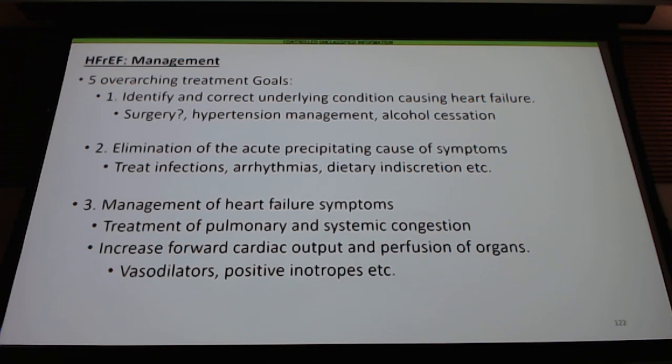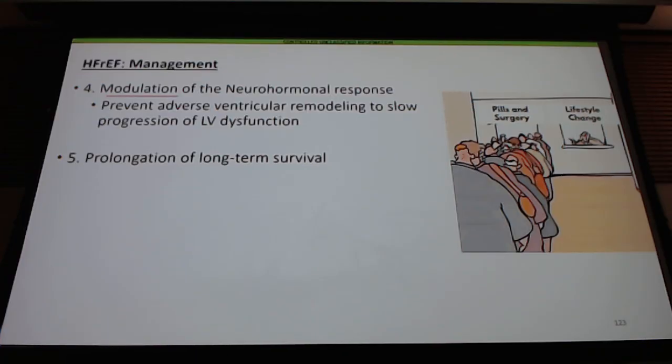And when we go to do treatment, what we're trying to do is first identify the cause and correct that. Let's eliminate the acute precipitating cause of the symptoms. So do they have an arrhythmia that needs to get addressed? Do they have an infection that needs to get addressed? Let's manage the symptoms of that heart failure, so that would be like the volume overload. Let's treat that. And then, long term, let's prevent that adverse cardiac remodeling that occurs so that we can preserve function in your patient. And then of course, prolonging quality and quantity of life.